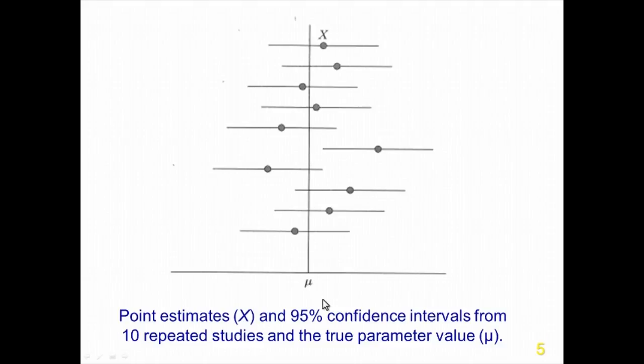So that's why we say that if we carry out the study 100 times, in 95% of the times, the true value would be somewhere within the confidence interval. So this represents the point estimate, and this represents the confidence interval here. So this is, I think, a good way of describing what confidence intervals are.